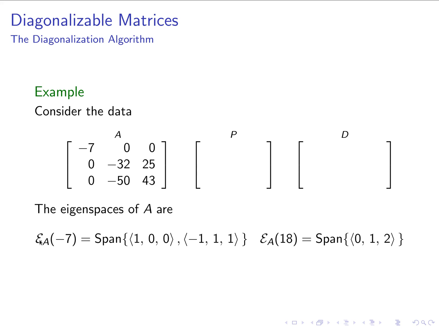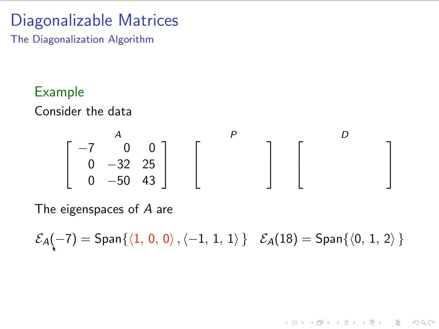I found that the eigenspace of A for the eigenvalue -7 is spanned by two vectors, (1, 0, 0) and (-1, 1, 1). And I found that for the second eigenvalue, lambda equals 18, the eigenspace is spanned by one vector, (0, 1, 2). Well, according to the algorithm from the previous slide, I can use this information to build my matrices P and D.